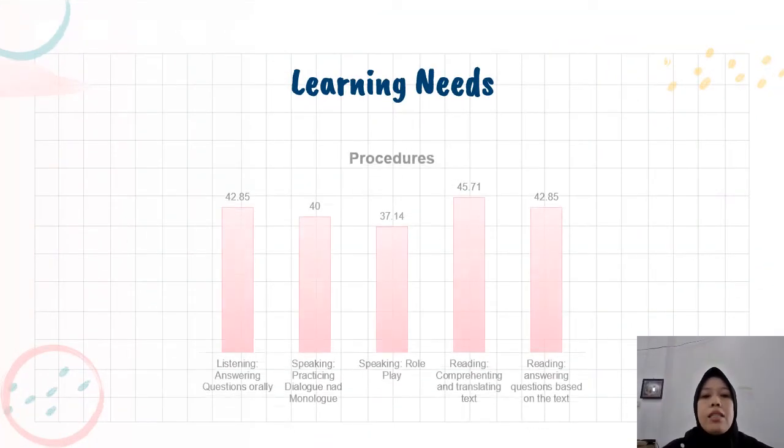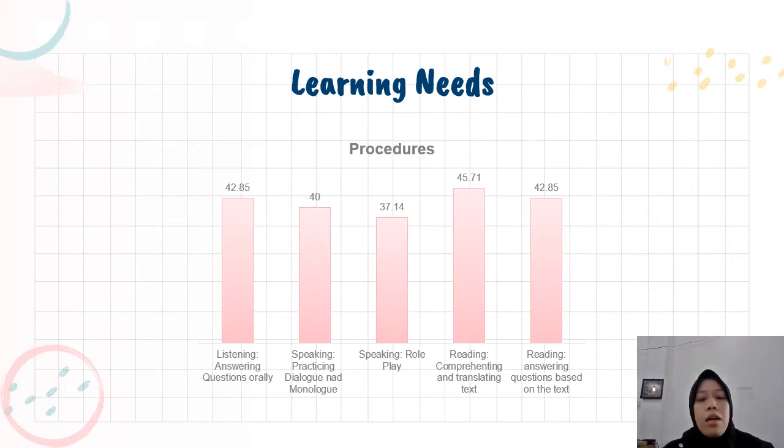And then the next learning needs are procedures. When learning English through skills, for listening, students like answering questions orally, and for speaking, students want role play, and also practicing dialogue and monologue. And for reading, students like to comprehend and translate text, and also like answering questions based on the text.